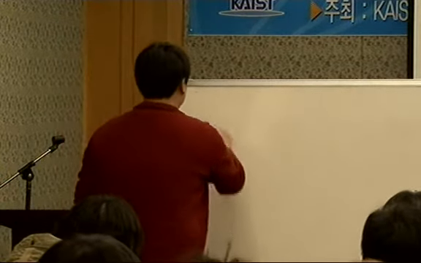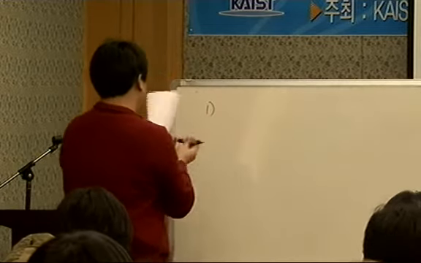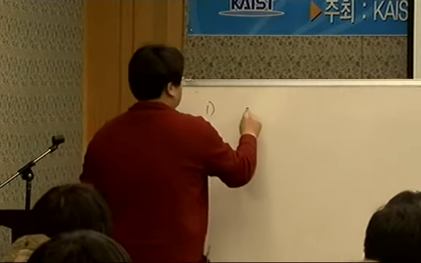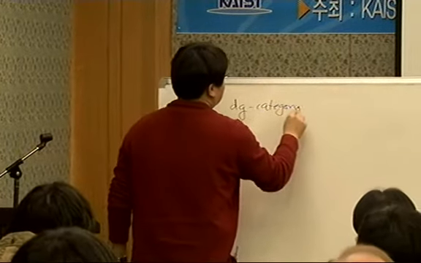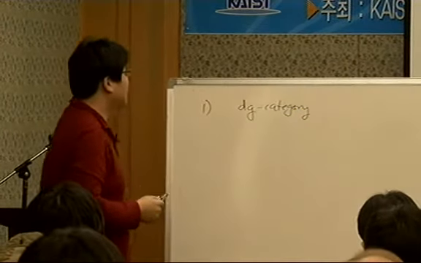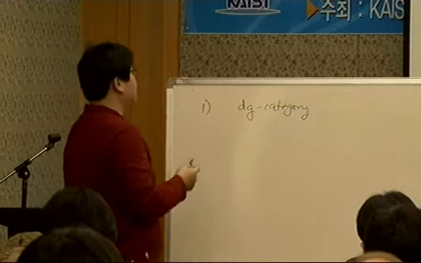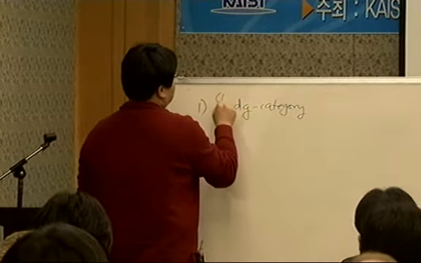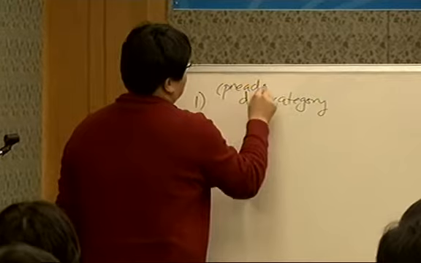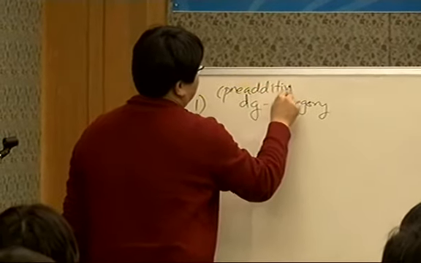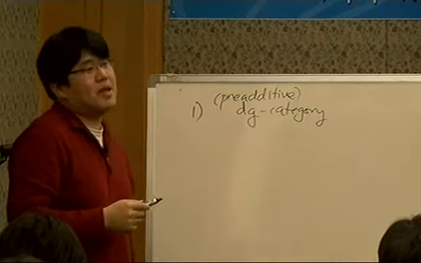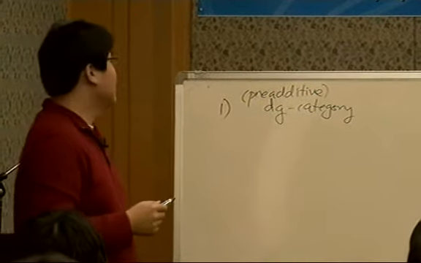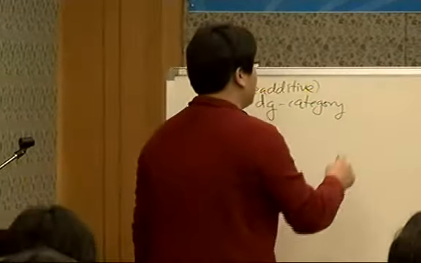Let me give you an idea about what a DG category is, first of all, because this is going to be a general talk for people who are not studying this kind of subject. Sometimes people want to say pre-additive, but pre-additive means that direct sums of objects may not be in the category. So I will tell you what a DG category is.